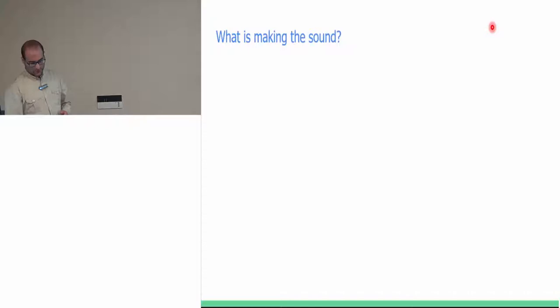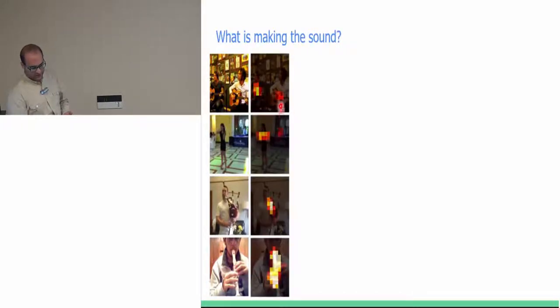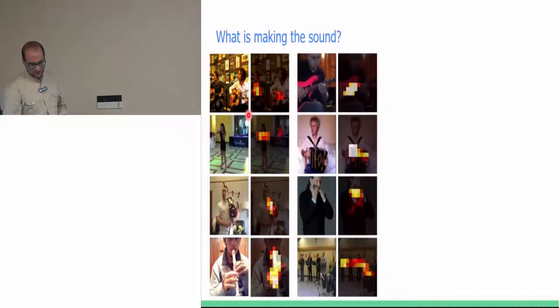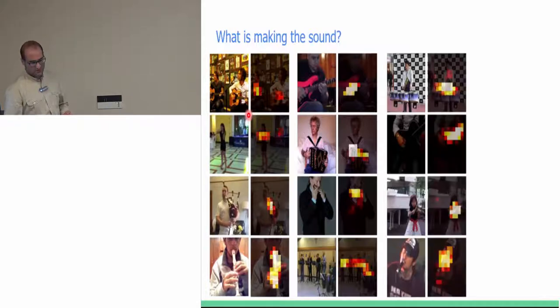And when they give their network these frames and the corresponding audio signals, they determine where the objects that make sounds are. So here are more results. You can see their network can detect different kinds of instruments or even a singer who sings a song.